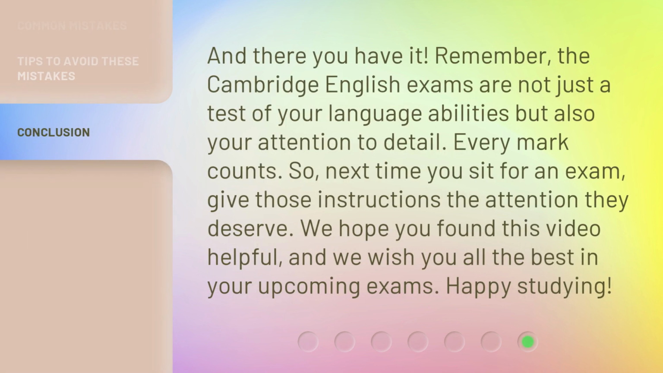And there you have it. Remember, the Cambridge English exams are not just a test of your language abilities but also your attention to detail. Every mark counts. So, next time you sit for an exam, give those instructions the attention they deserve.